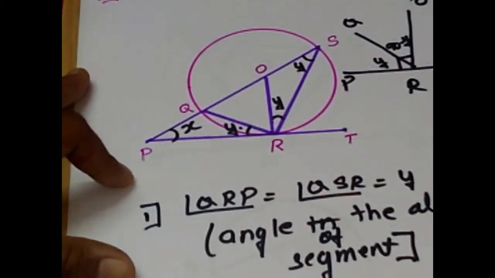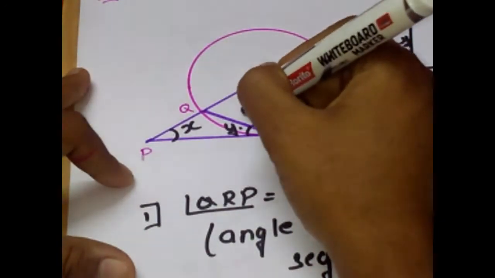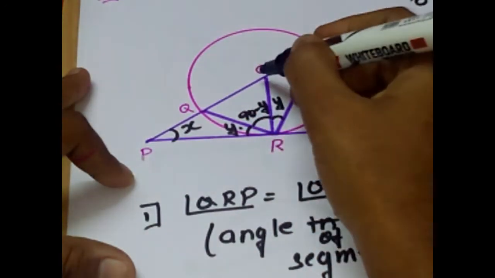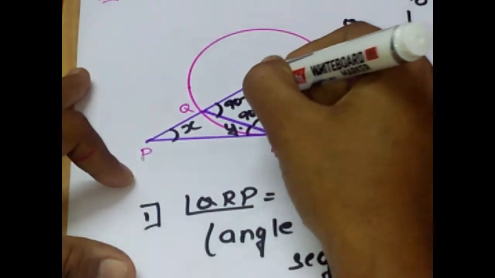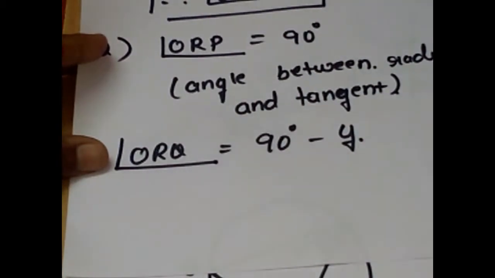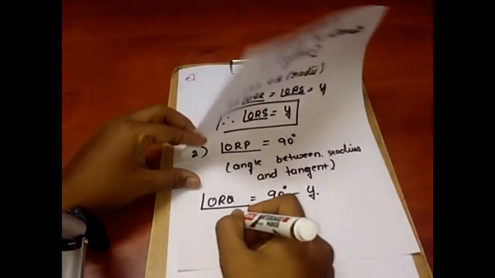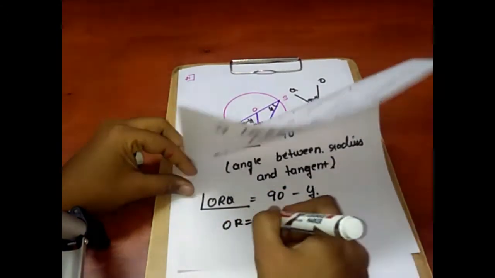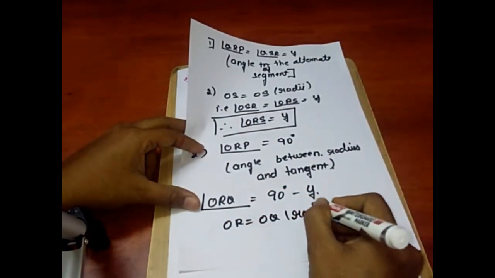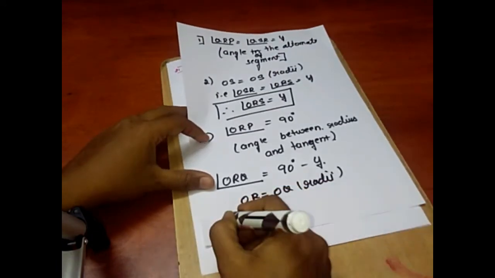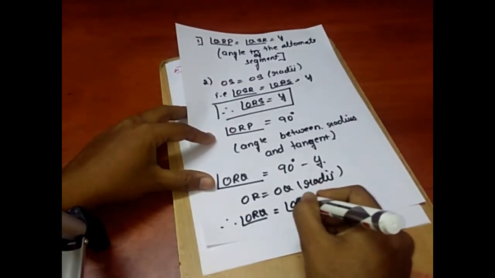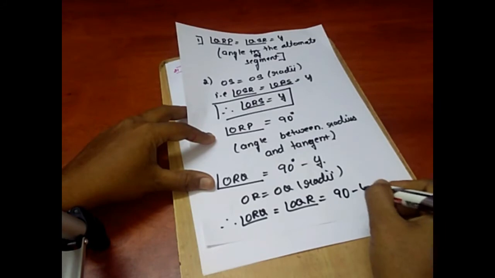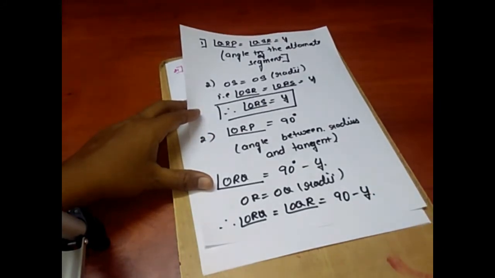OR is equal to OQ. Just now, we have proved this as 90 minus Y. OR is equal to OQ, hence angle OQR is also equal to 90 minus Y. Let us rewrite the same reason. OR is equal to OQ radii. Therefore, angle ORQ is equal to angle OQR is equal to 90 minus Y.